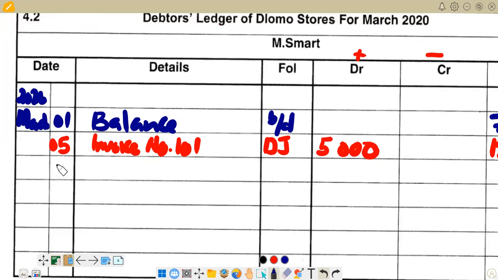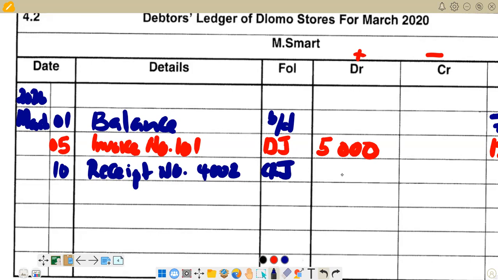Remember, our date is 10. Firstly, we have got that payment of the receipt, which is receipt number 4002. The journal that we have is the cash receipts journal. And then on the amount part, remember we said this is the debtors ledger, so we are crediting. So we have 6,800 that is there. So this is our first entry in terms of this transaction. Remember, we also have discount that we have to put there, right?